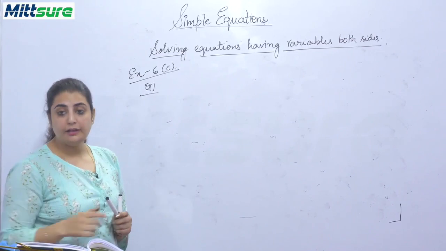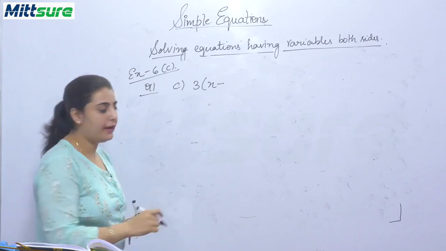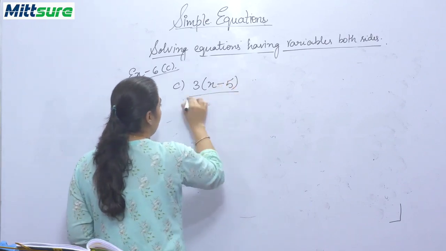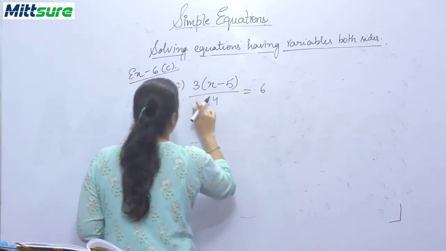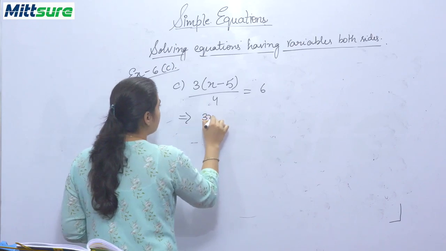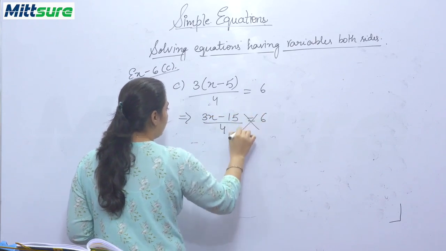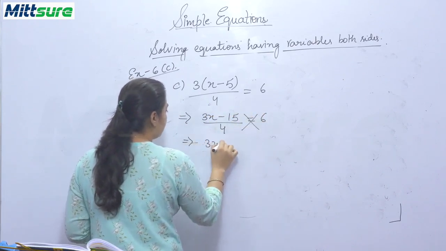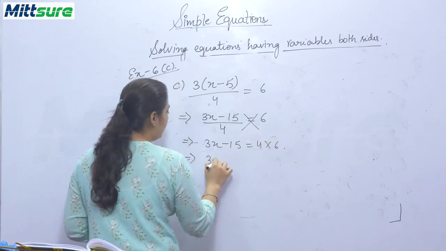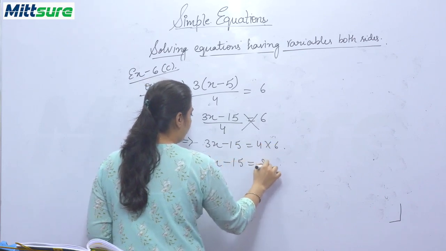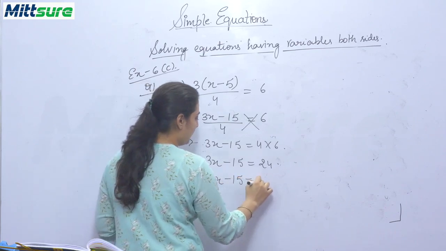In C part, we have got 3x minus 5 upon 4 equals 6. So we will solve 3x minus 15 upon 4 equals 6. Cross multiply: 3x minus 15 equals 4 into 6. That is 3x minus 15 equals 24. 3x minus 15 equals 24.